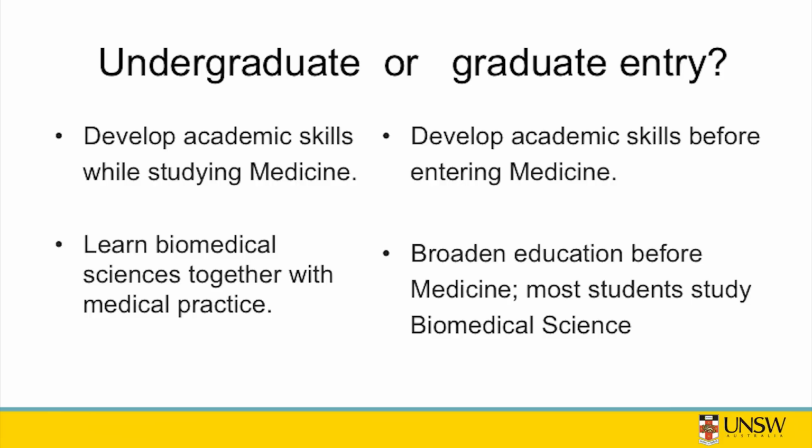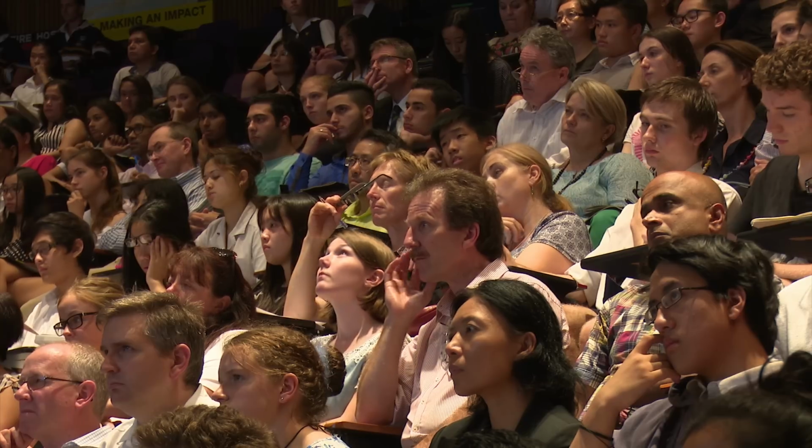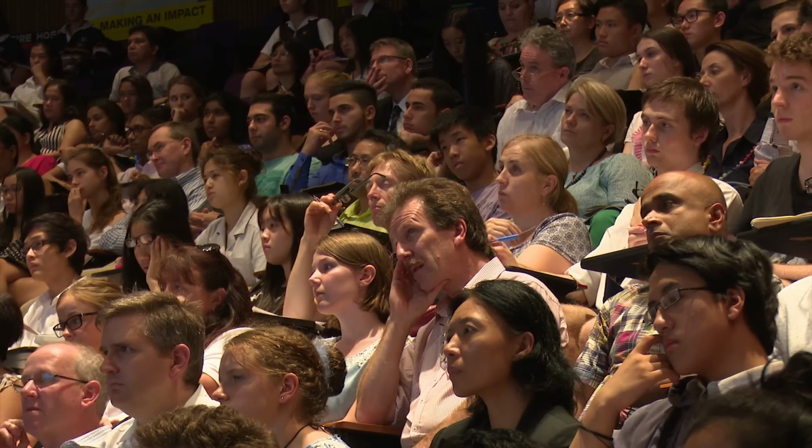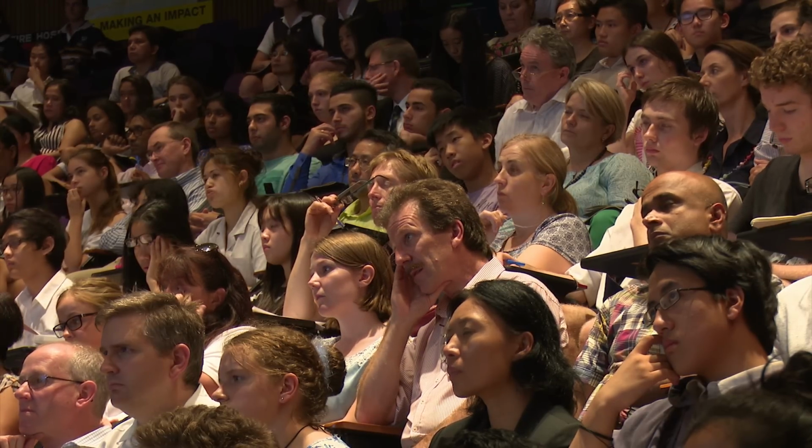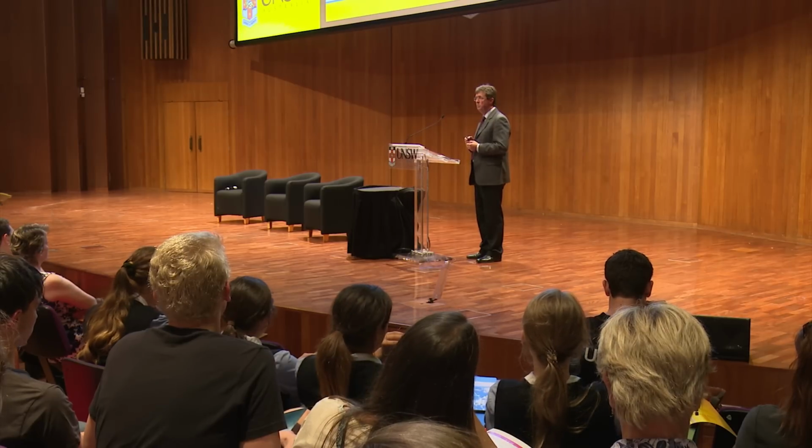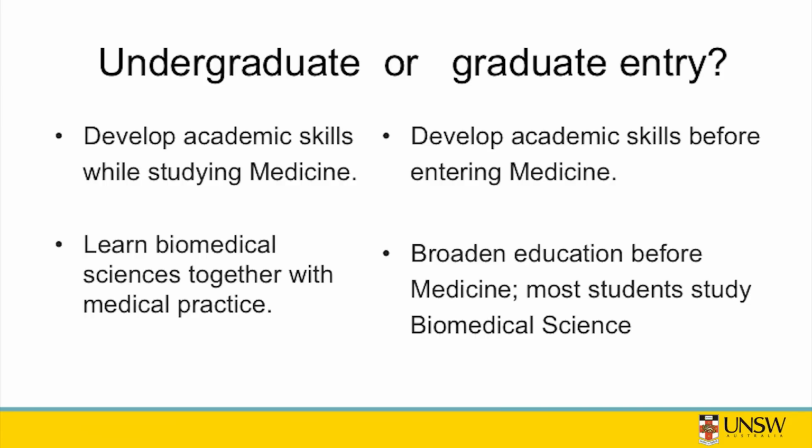So one of the things you might be thinking about is, should I be looking at an undergraduate medicine program or a graduate medicine program? Well, just a couple of points on that before I go on. In the undergraduate programs, we look at teaching academic skills while you're actually learning the sciences, while you're learning the biomedical and social sciences and medical practice. And we think that this, certainly from our point of view, is a very good way to go because our students learn these academic skills within the context of their profession.